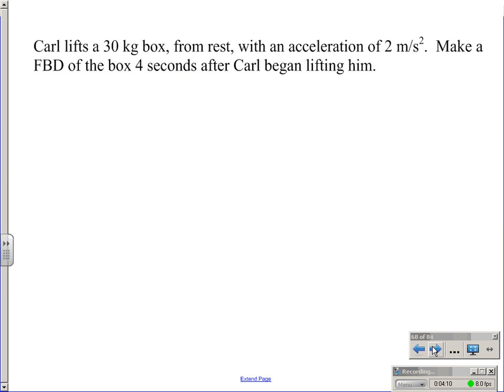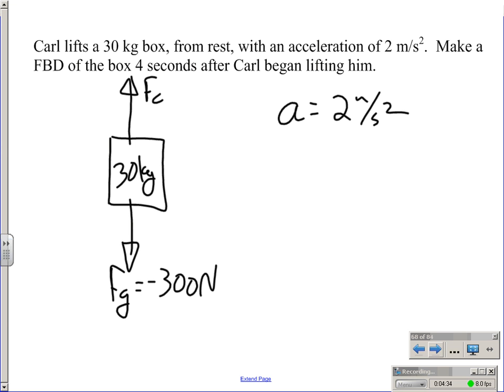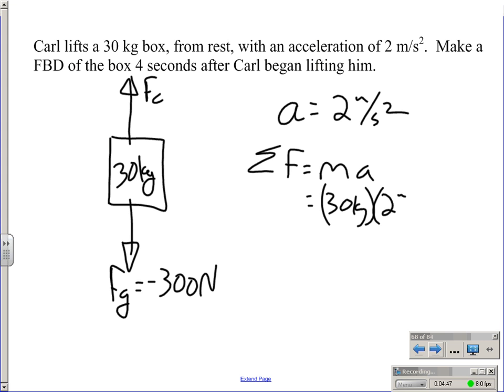Okay. All right, so this time we're going to work backwards. This time we've got a 30-kilogram box. So you're going to have a force of gravity of -300 newtons. And this time Carl is going to lift it. It tells you that, but it doesn't tell you how much force he's exerting. It does tell you that it's going to accelerate at 2 meters per second squared. So as a general rule of thumb, if I give you the acceleration, find your net force. So net force is mass times acceleration. We got a 30-kilogram box accelerating at 2 meters per second squared.